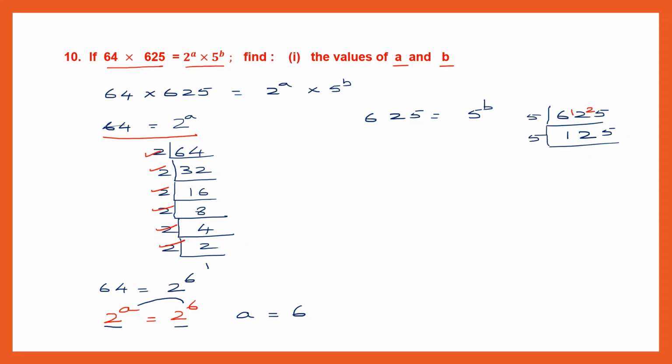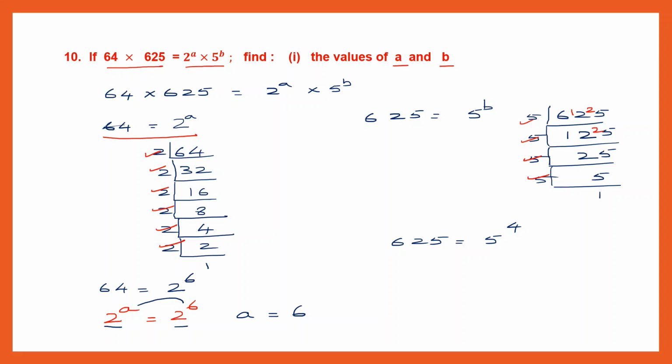So we have 12, 5 twos are 10, 11, 12, that's 2. So the number is 25, 5 fives are 25. Continue, now it's 25, 5 fives are 25. Again we divide by 5, 5 ones are 5. So here 625 is equal to 5 raised to the power of 1, 2, 3, 4. 5 raised to the power of 4.